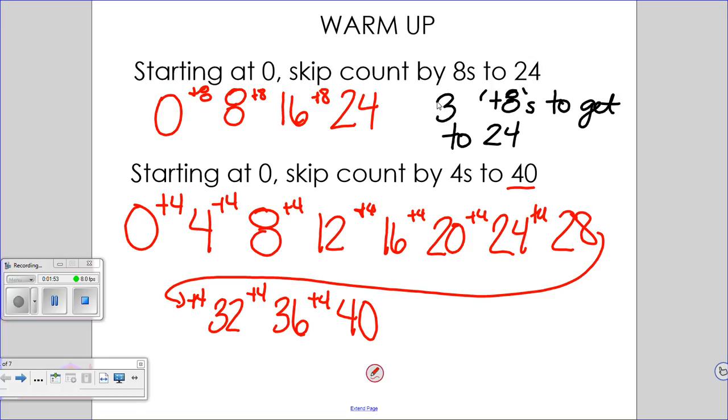How many plus 4s did it take me? How many plus 4s? Aiden? 10. It took me 10 plus 4s to get to 40. Okay? That's just trying to get our brain back to thinking about skip counting and how that can help us with our patterns. Okay? Peter, you have a question?